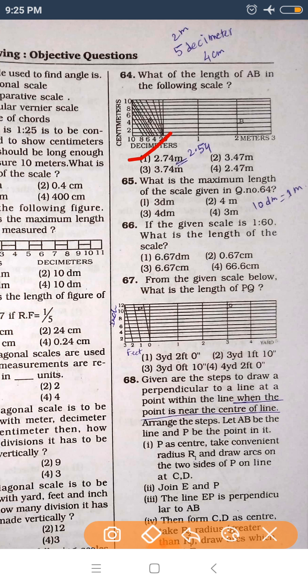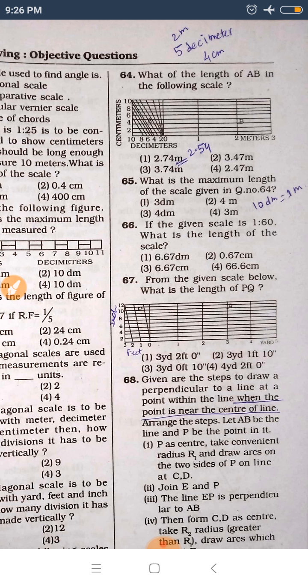Question number 65. What is the maximum length of the scale given in question number 64? 4 meter. Question number 66. If the given scale is 1:60, what is the length of the scale? 6.67 meter. Next question. From the given scale below, what is the length of PQ? Answer will be 3 yard, 1 feet and 10 inch. This scale represents inch, this scale represents feet, and in total this scale represents yard.